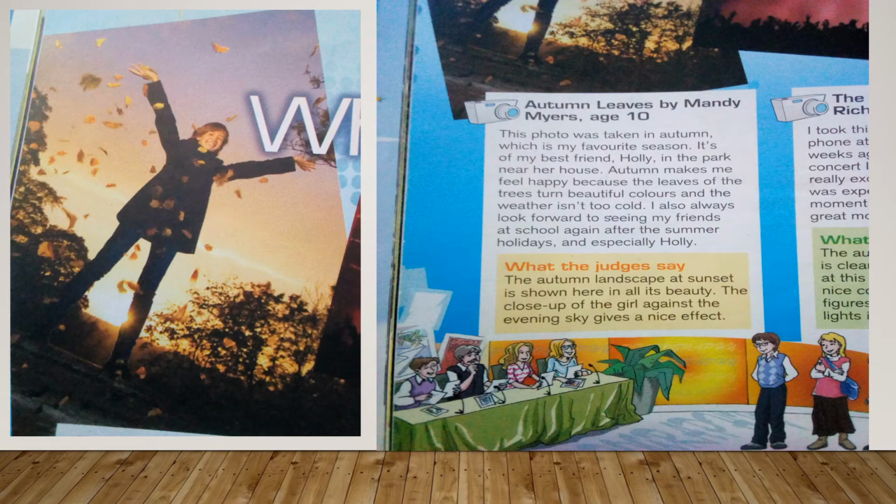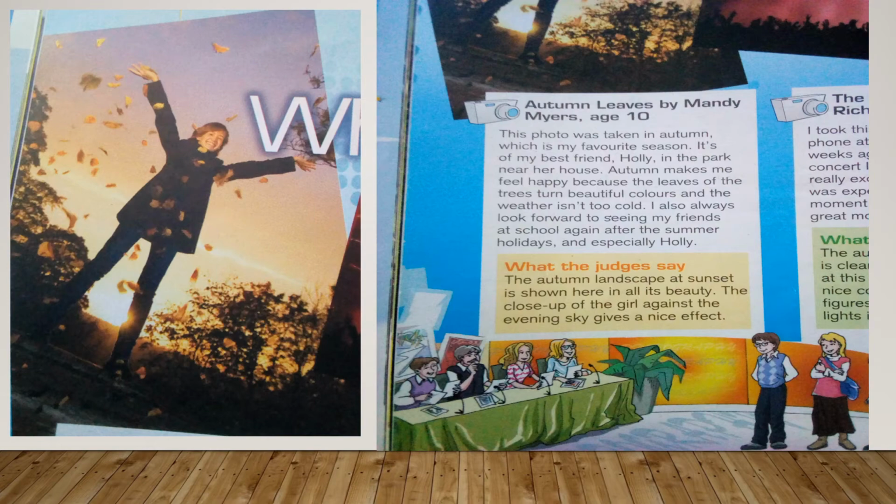Well, first, autumn is her favorite season. It makes her happy. And what else? You know, the theme of the competition is happiness. And as you can see, her best friend Holly seems very happy in the picture. Why did Mandy choose a photo of Holly? Because Holly is her best friend and she always looks forward to seeing her after the summer holidays. Also, Holly looks so happy in the photo, which fits the theme of the competition perfectly well.